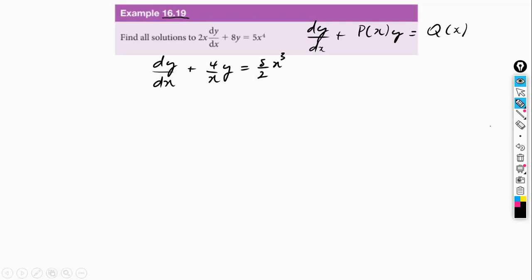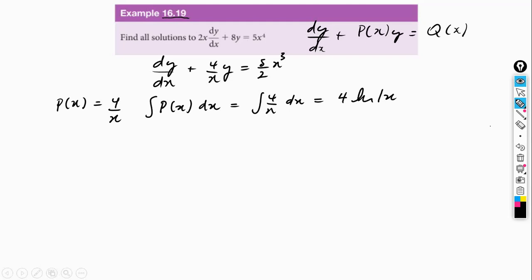Then we can identify p of x, and p of x is 4 over x. Then we need to do the integral of p of x dx, which is the integral of 4 over x dx, and this is going to equal 4 times the natural logarithm of the absolute value of x. But this is equal to the natural logarithm of x to the 4 using the properties of logarithms. And we don't need the absolute value because it's to the power of an even number, 4.